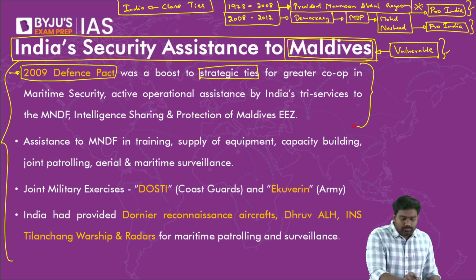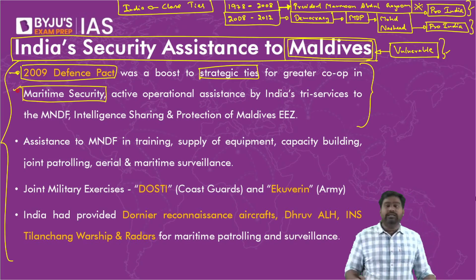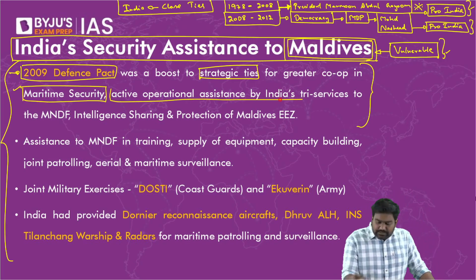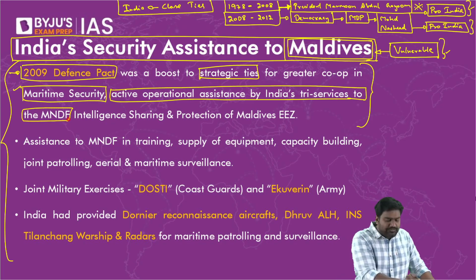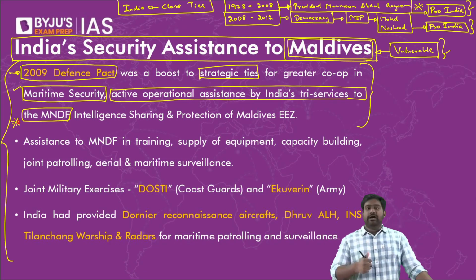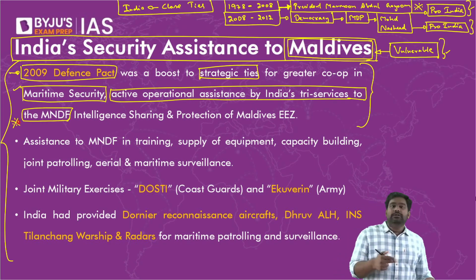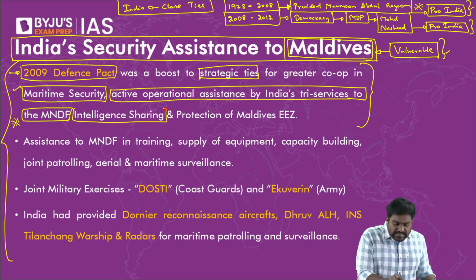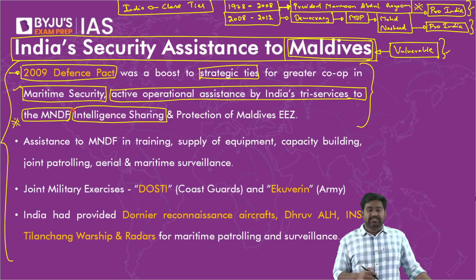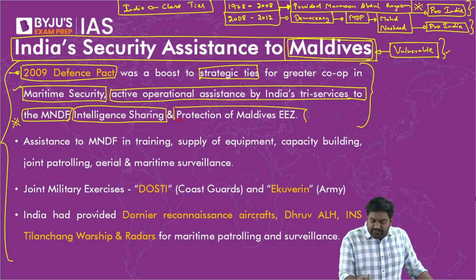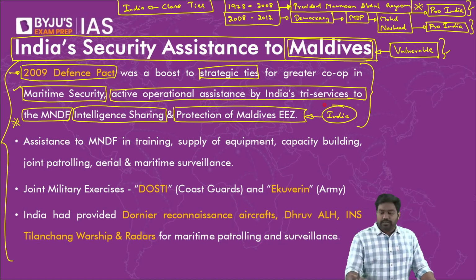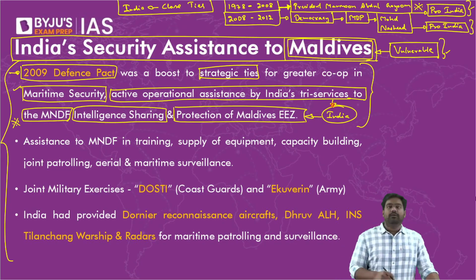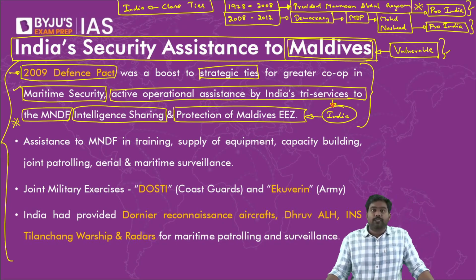with regard to improving maritime security of Maldives. We gave direct support through our armed forces to the Maldivian National Defense Forces, the Indian Army, Indian Navy, Indian Air Force. They've all worked closely with the Maldivian National Defense Forces, and there is close intelligence sharing as well between our intelligence and security agencies. And we have guaranteed the protection of the EEZ of Maldives. Indian forces have taken this responsibility along with the Maldivian Defense Forces.